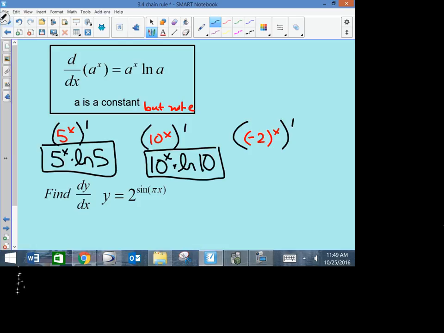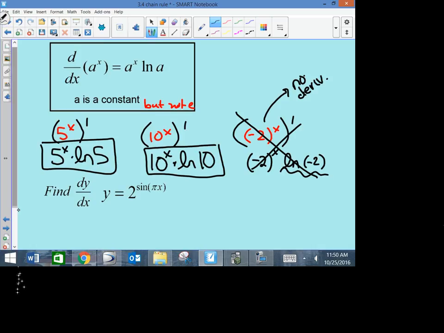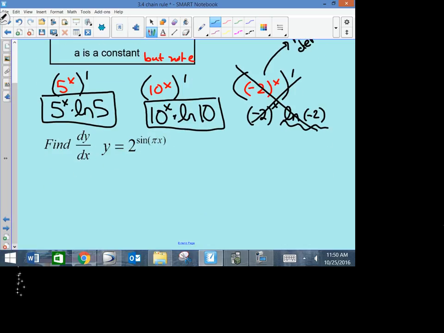Now this one I think is going to present some issues. ln of negative 2. That's right. So this one doesn't have a derivative, which means it's not differentiable. I'll just put no derivative. You can't take the ln of negative 2. They give you an error. So that's another memorized derivative. Now let's use it in cooperation with the chain rule.